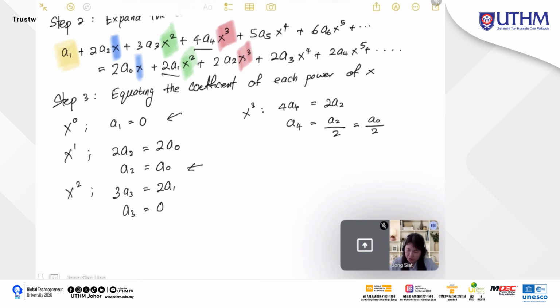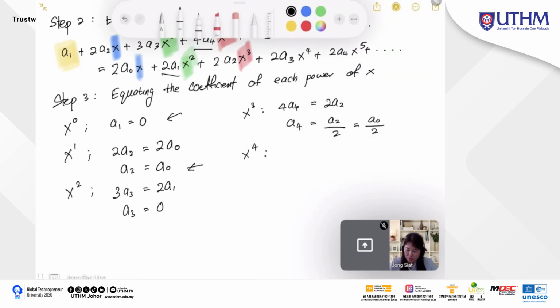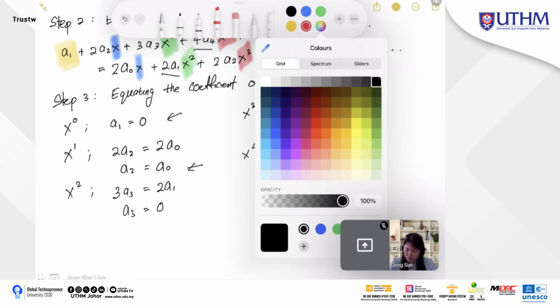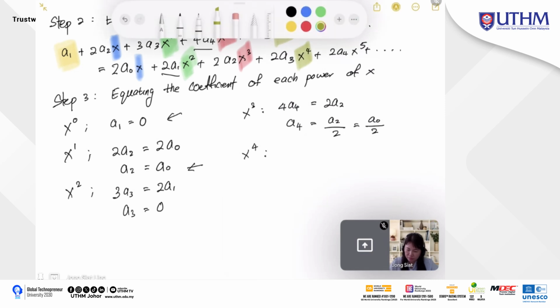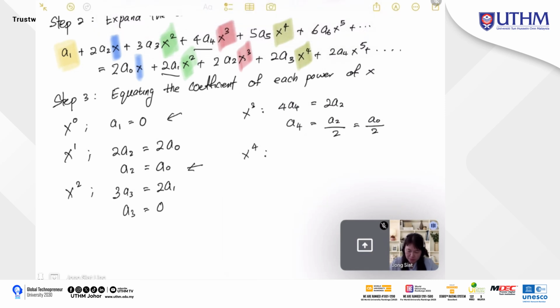Now you want to equate for x power of 4. X power of 4, this one and this one. At the left hand side, I have 5a5. At the right hand side, I have 2a3. A3 is 0, so definitely a5 also equals 0. Then we equate the x power of 5.